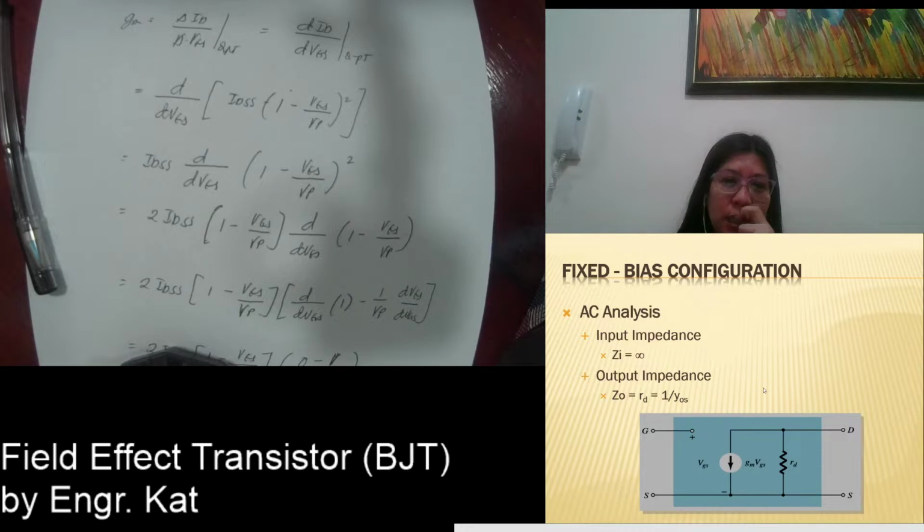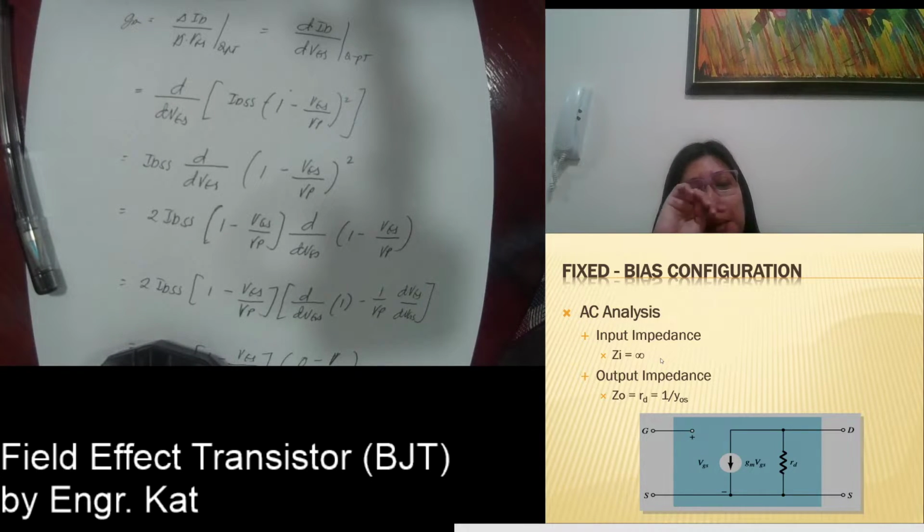So for AC analysis, this is quite simpler compared with the BJT. Input impedance, this is open. Why is this open? Because your gate current is always equal to 0, Ig is equal to 0. And what circuit represents current which is equal to 0? That is an open circuit. As you can see, this is an open circuit, and when you have an open circuit, you have an input impedance which is equivalent to infinity. So therefore, all in all, the input impedance for JFET is equal to infinity.